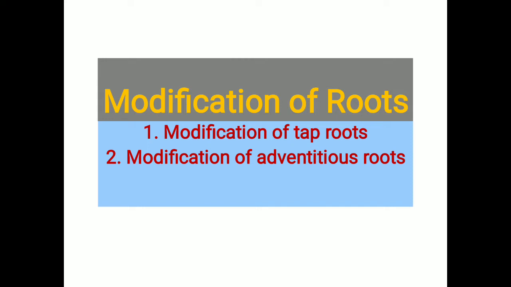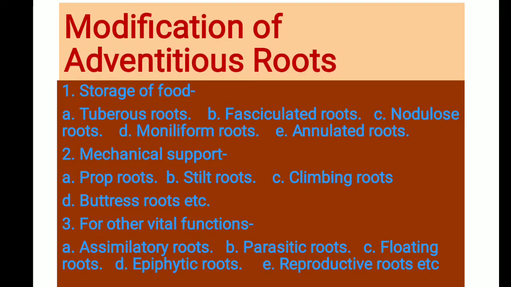So let's discuss the purposes now. Here the different purposes of the modification of adventitious roots and fibrous roots are, first, storage of food. So here also they become fleshy, and the types of the adventitious roots and fibrous roots are the tuberous roots, fasciculated roots, nodulous roots, moniliform roots, and the annulated roots.